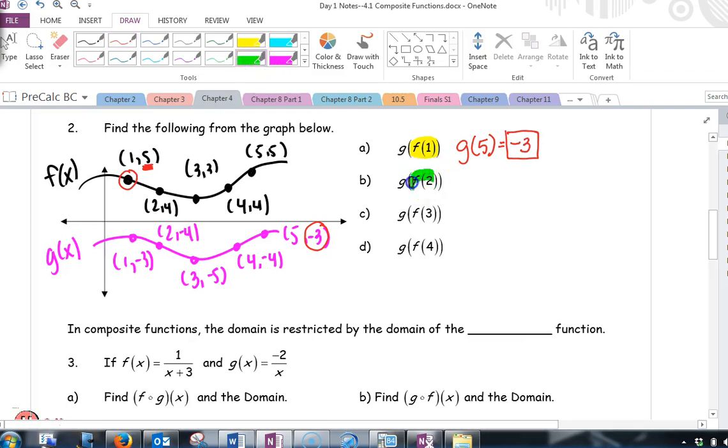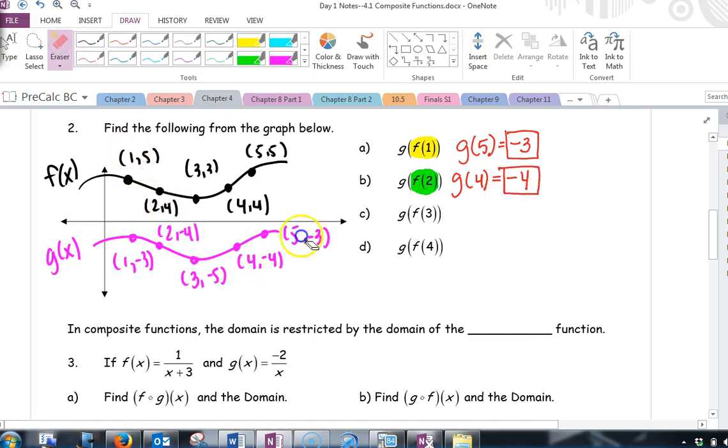Alright, let's try that again. g of f of 2. So f of 2, 2 is your x value. Go to 2 as your x value on f of x. f of 2 is 4. So now we're finding g of 4. So now that 4 switches back to an x value. g of 4, and that is -4.